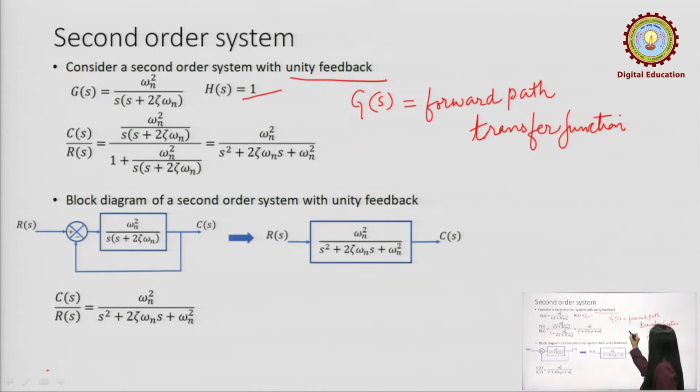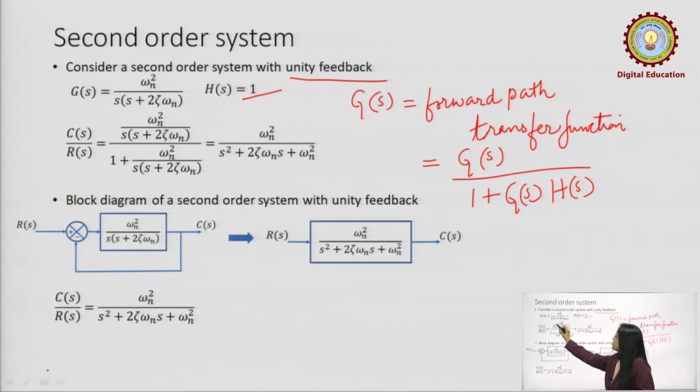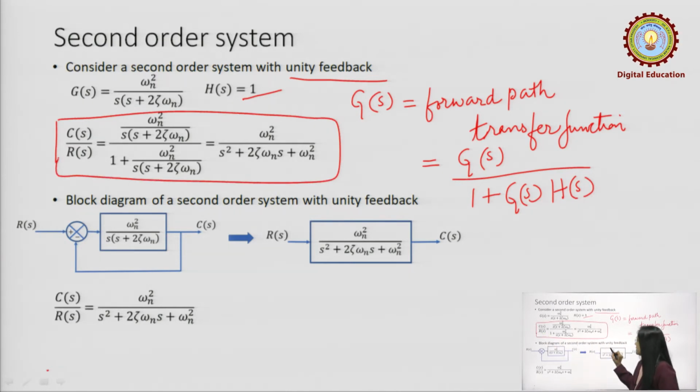Therefore, the closed loop transfer function is given by the relation g of s divided by 1 plus g of s h of s. Our h of s is 1, therefore it is g of s divided by 1 plus g of s h of s, where h of s is 1. Solving this closed loop transfer function, we get omega n square upon s square plus 2 zeta omega n s plus omega n square. So, this is the closed loop transfer function of a prototype second order system, and in the block diagram we represent it with a summing point, a forward path transfer function and a negative feedback loop. Solving this, we have the power of s as square, that is s square. So, it is a second order system.